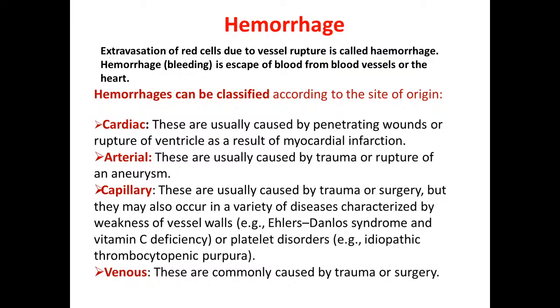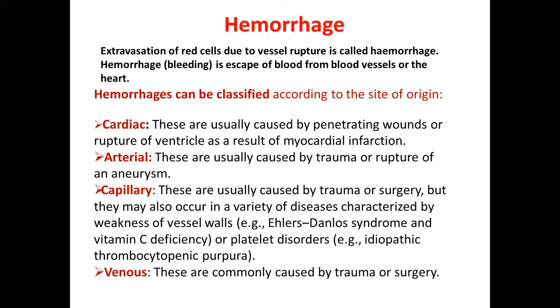Hemorrhages can be classified according to the site of origin. Cardiac: they are usually caused by penetrating wounds or a rupture of the ventricles as a result of myocardial infarction. Arterial: these are usually caused by trauma or rupture of an aneurysm.